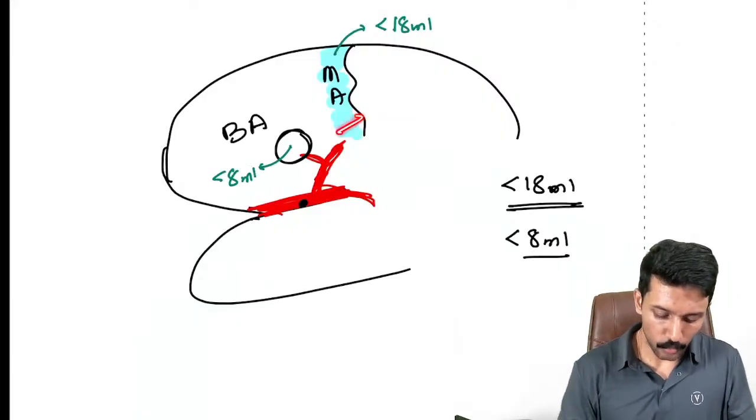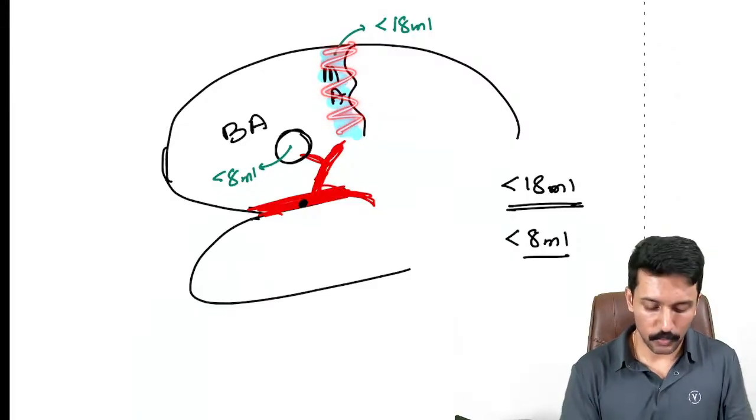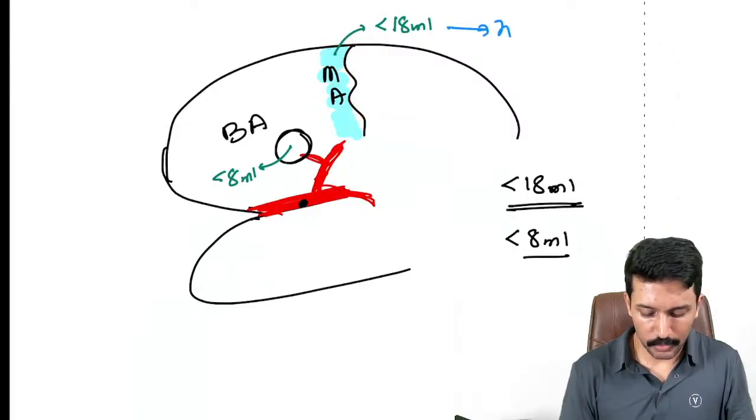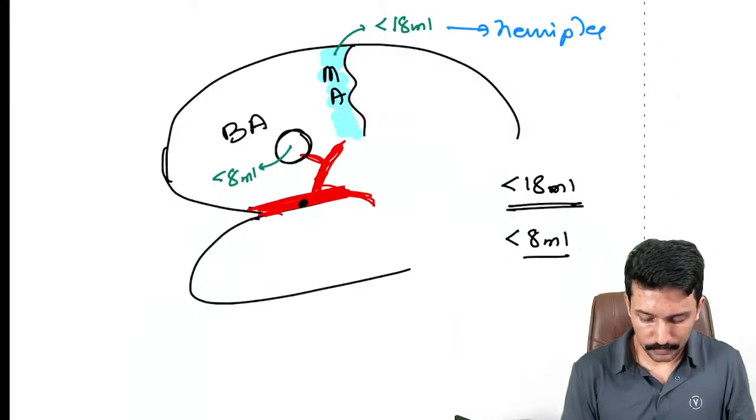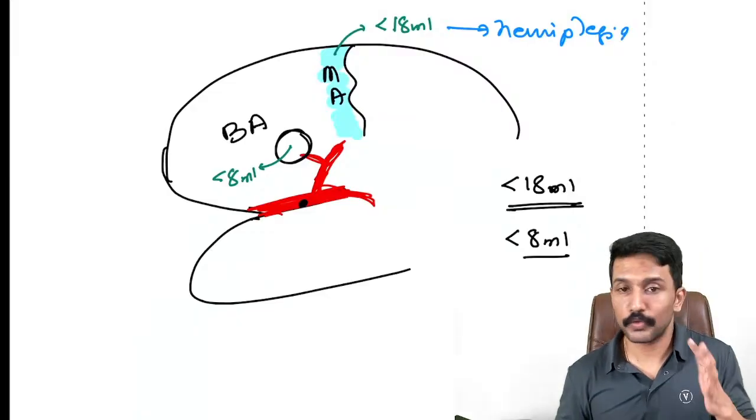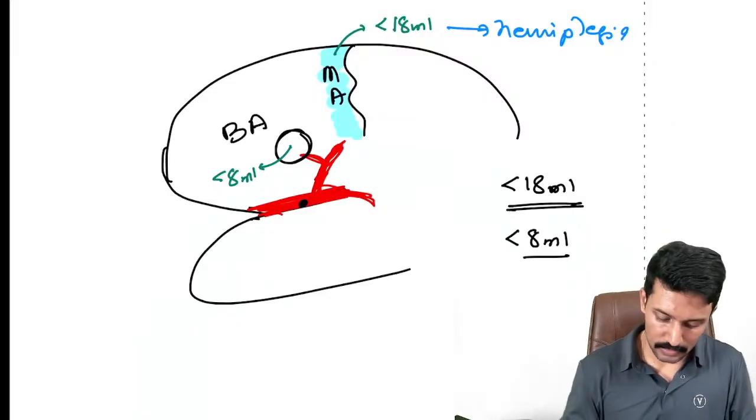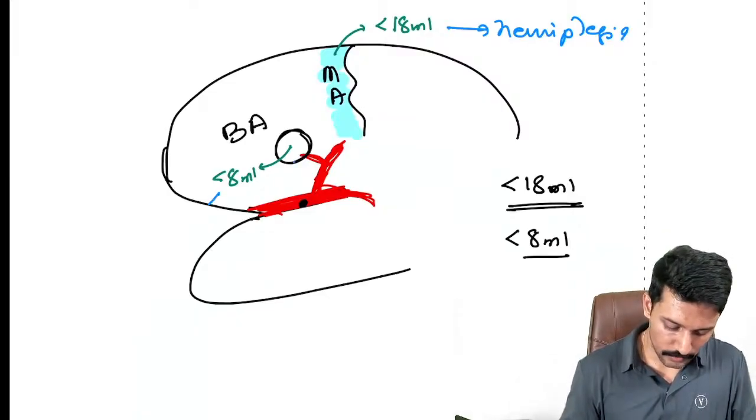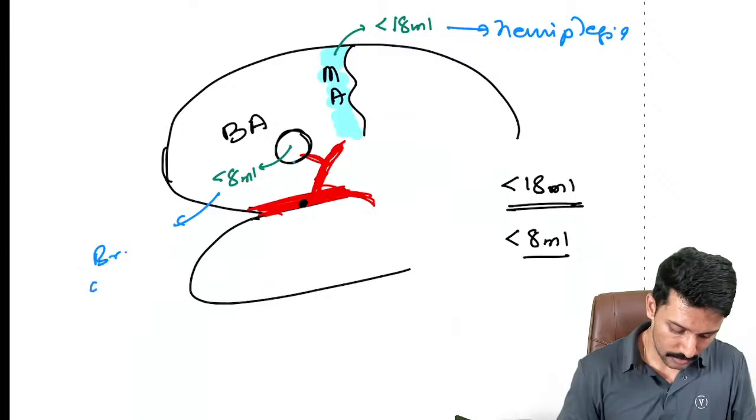Then what happens? The motor area will not be able to work. So what symptom will it lead to? It will lead to hemiplegia. Broca's area also will not be able to work. This is dead. This is dead, and this will lead to Broca's aphasia.